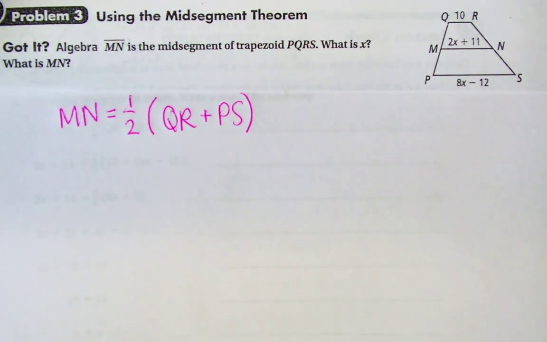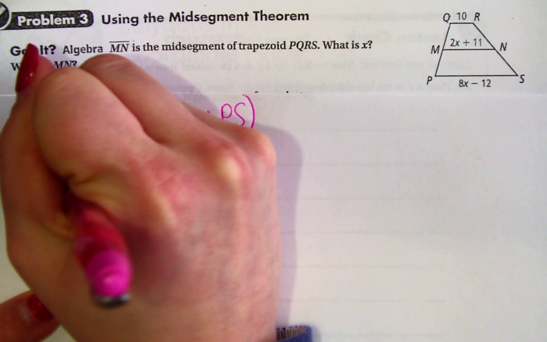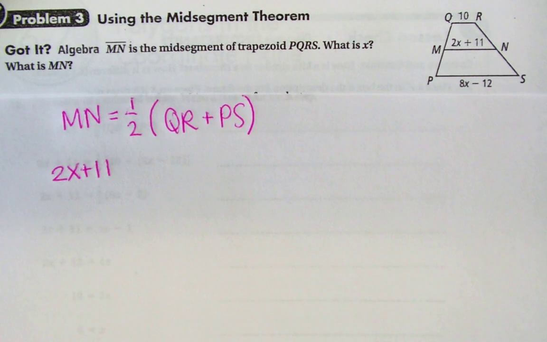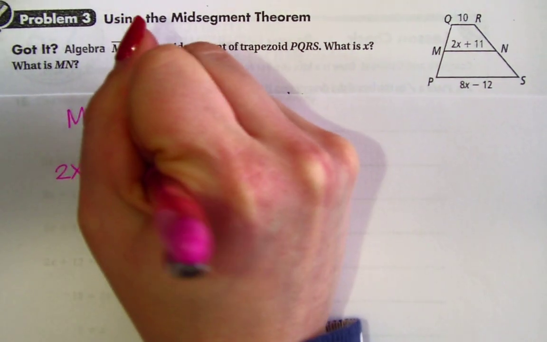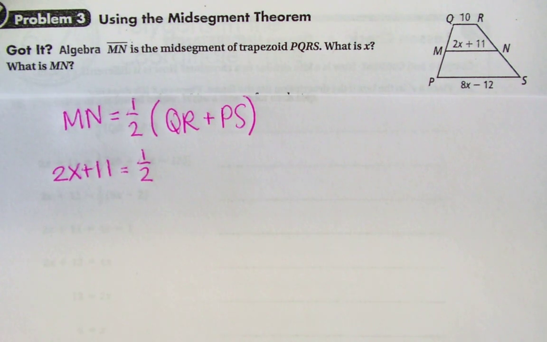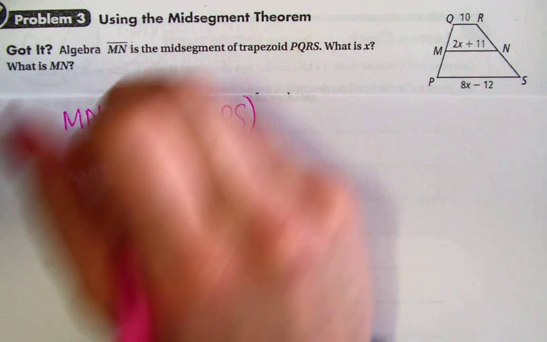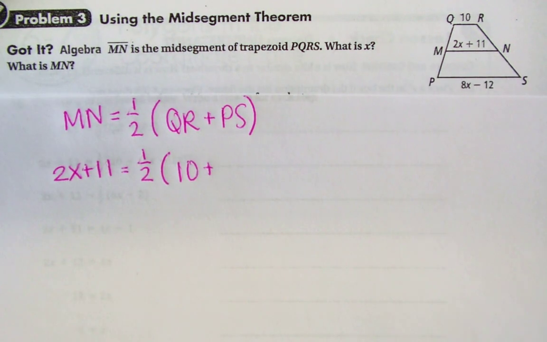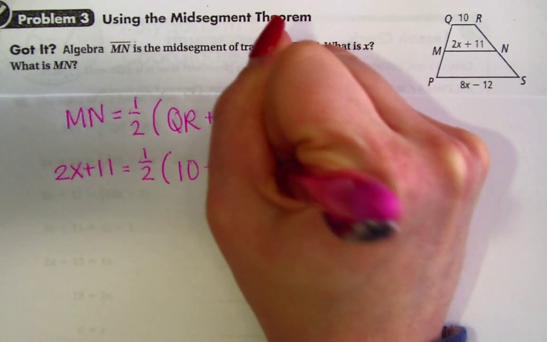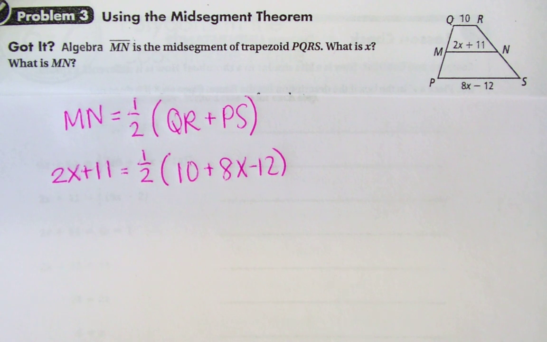There you go. Now you can see everything. So from here, I'm just going to substitute in the values that I know. I'm going to get an algebraic expression that I can then solve for X. Sorry about that, guys. I must be getting an email. All right, so I'm going to plug everything in and see what I get. So MN is 2X plus 11 in my picture. I'm going to leave the 1/2 the same. And then QR is 10 and PS is 8X minus 12. Okay, so I have my equation all set up.